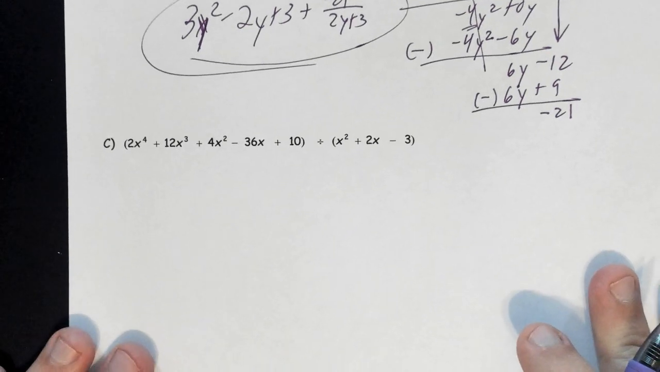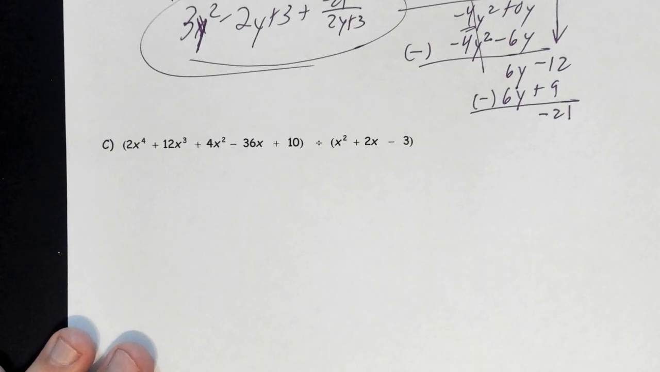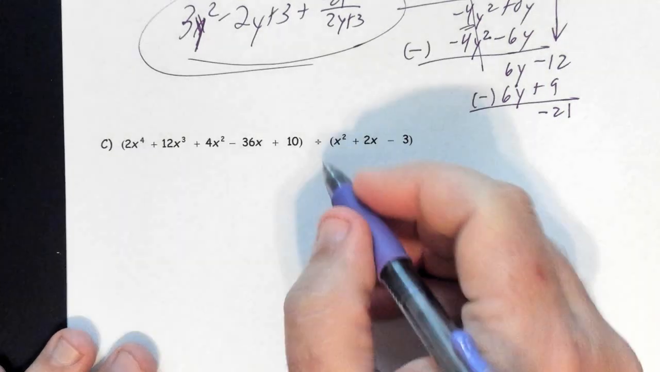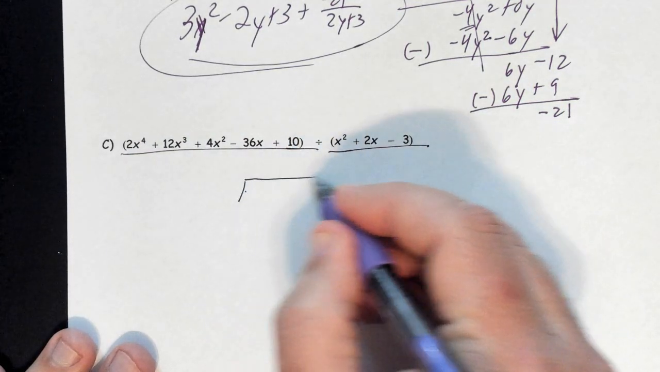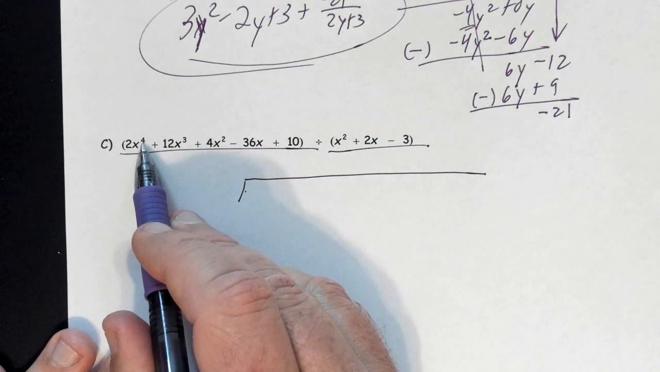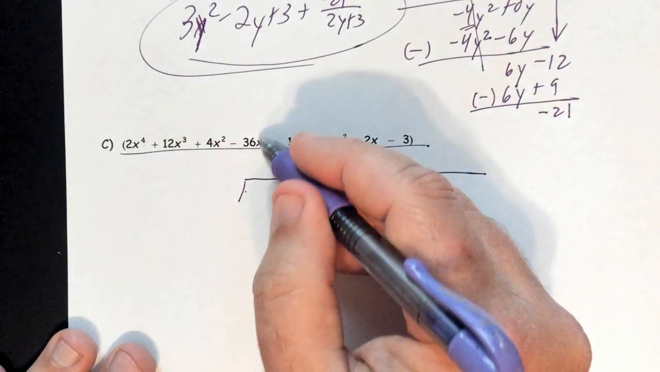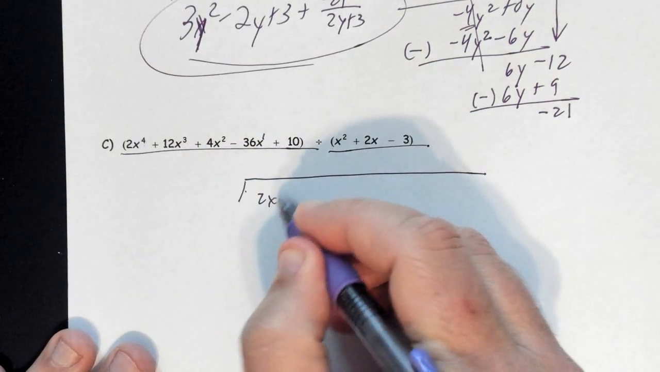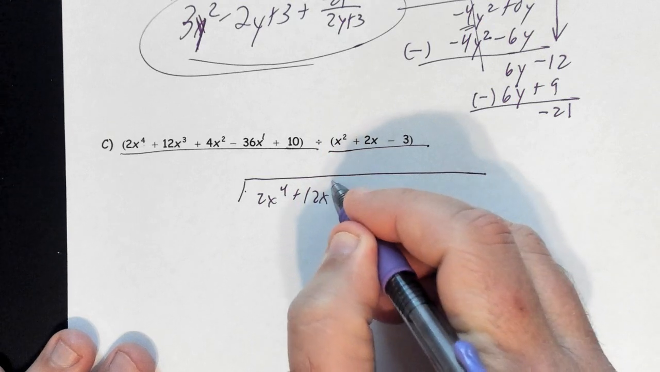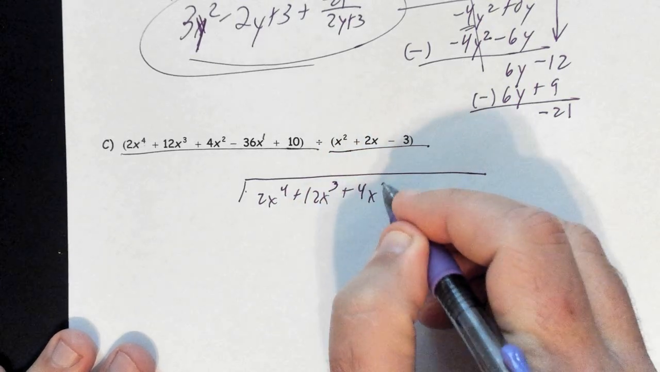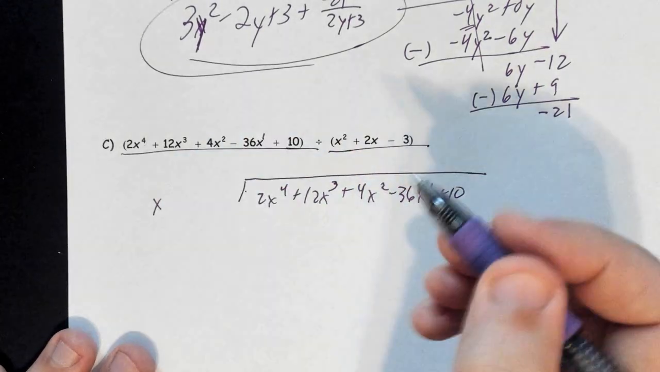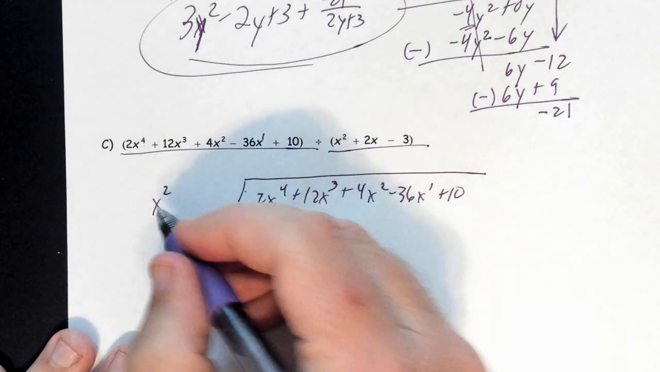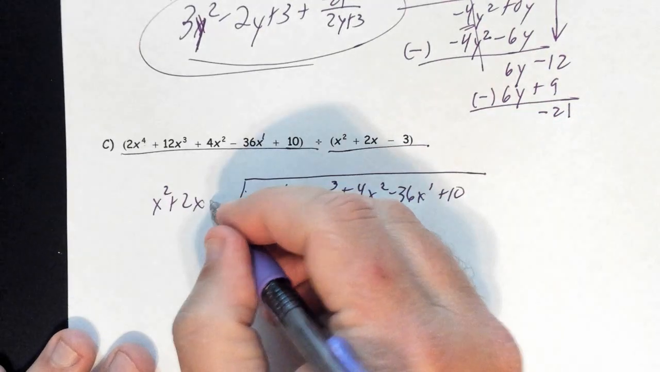Well, if we look at the same process we did before, we're going to look at what goes inside and what goes outside. This is going to be the part that's outside, and this is the part that's inside. So when we write this, again, we're going to check, do I have all my exponents? Yes, I do. So we're going to write it as we see it. And we're going to divide by this trinomial, x squared plus 2x minus 3.